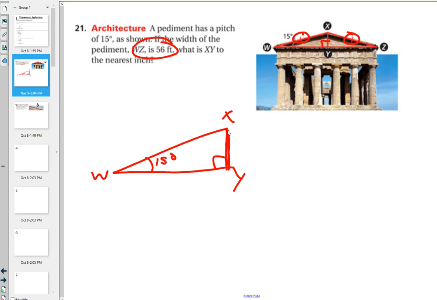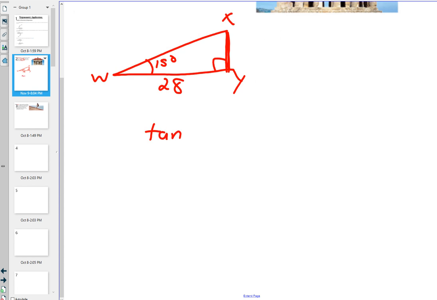So even though I've just really bored you, the point is that segment is cutting the opposite side in half. This WY is going to be half of 56, so it's 28. So I want to know the opposite leg. They're giving me the adjacent leg. What trig ratio do I use there? Tangent, yep. So tangent of 15 is equal to, well, the opposite would be the XY that I want over 28.